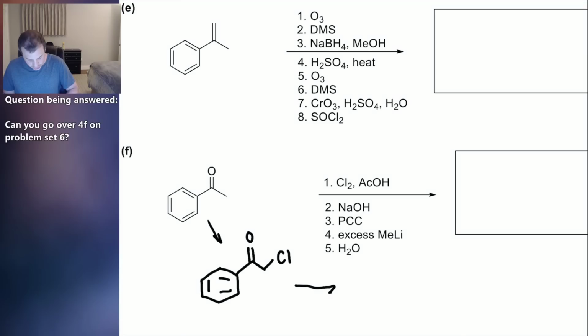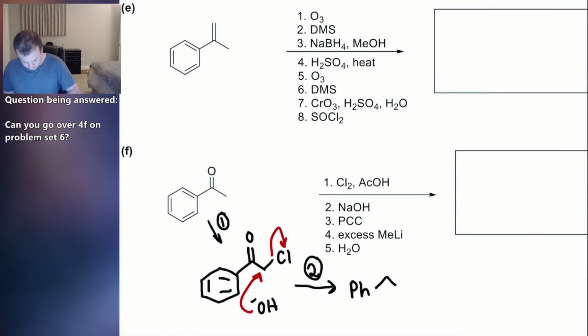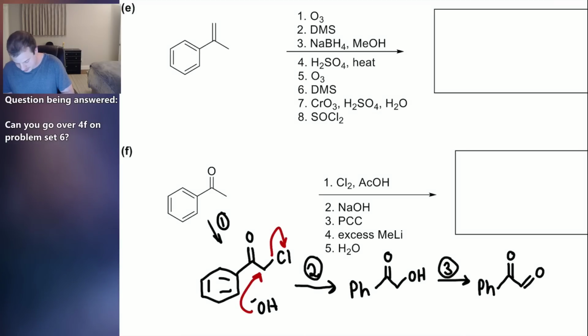Then NaOH. So this is step 1. Step 2, NaOH is going to do an SN2 reaction on that primary chloride. Give us the following species. I'm just going to abbreviate the benzene ring as Ph. Give us this bad boy. And then we treat that with PCC in step 3. It is going to oxidize our alcohol to an aldehyde. Since it's a primary alcohol, it'll go to an aldehyde.